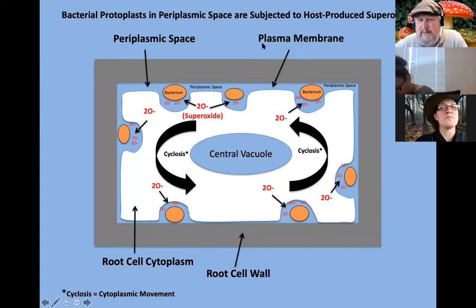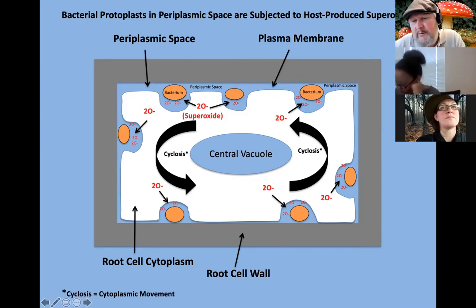And this is just a diagram of a root cell. You can see the gray out here. That's the cell wall. And the white is the cytoplasm. So you can see it's not actually in the cytoplasm. Instead, they're in that space between the cell wall and the cytoplasm itself. And that space is called the periplasmic space. But it's really technically not in the cell, but it is underneath the cell wall. And those microbes can't get out.